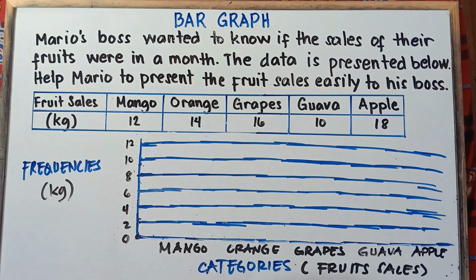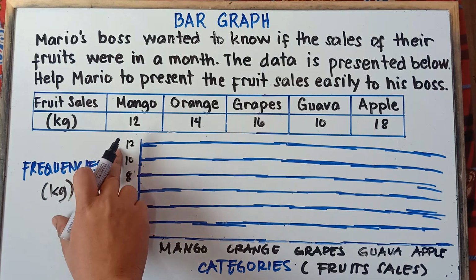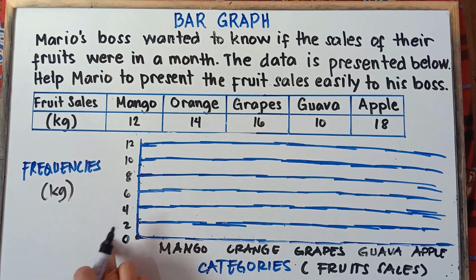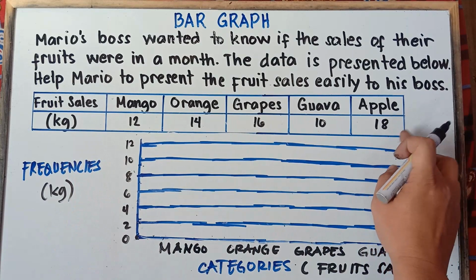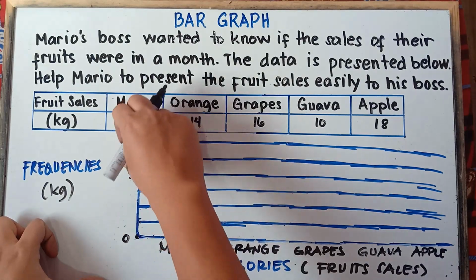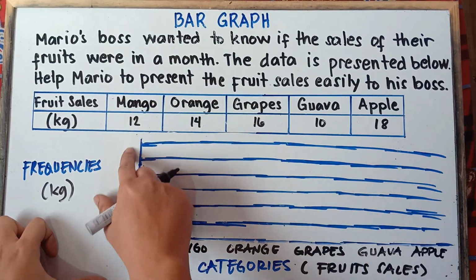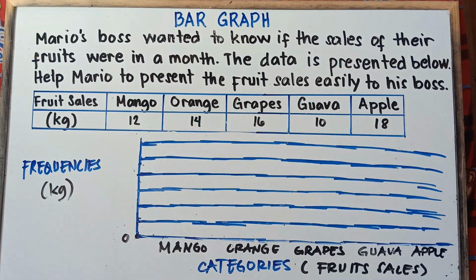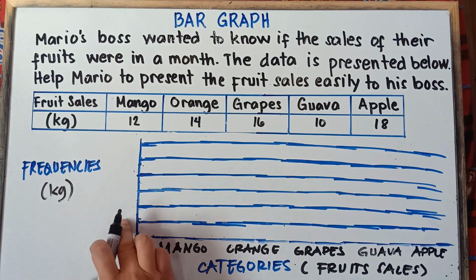But once again, class, I don't have enough space. If I write 0 to 12, skip counting by 2, because the largest number is 18, therefore I will use 3. Once again, class, most of the time with bar graphs, they are using skip counting. So that's why, class, it's better to use skip counting. So let's have skip counting by 3.